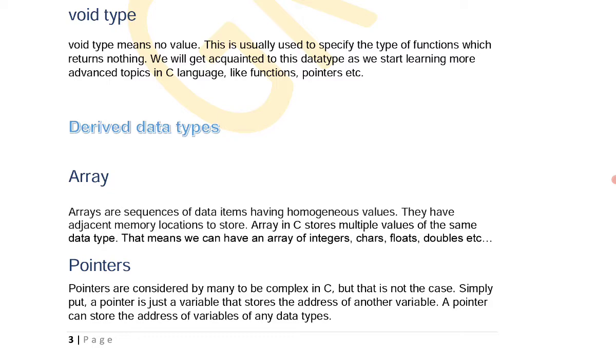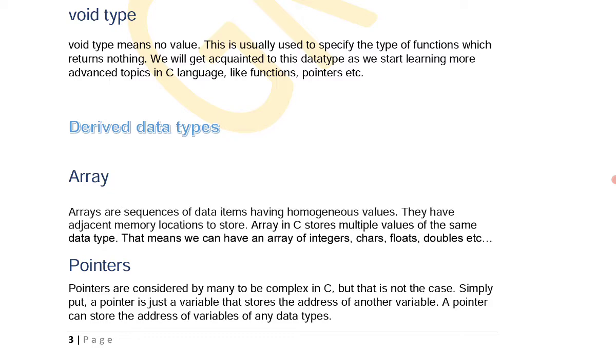Void data type, or void. What is void? Void type means no values. If any variable or any function does not return any value, then we may use the void data type.